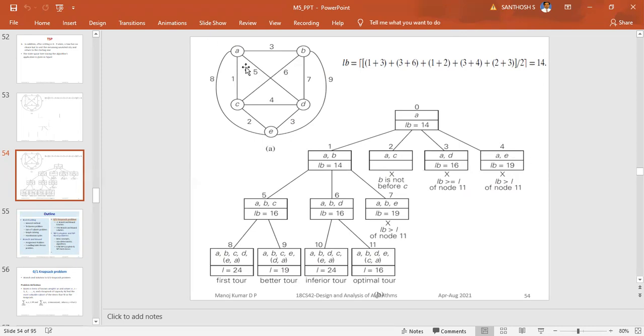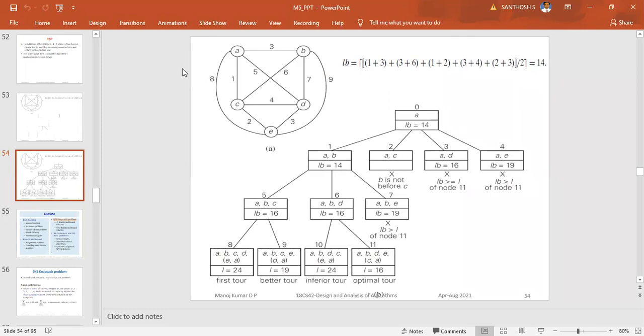So A is being combined with B, C, D, as well as E. So what is the lower bound you find from A to B? If you are finding the lower bound from A to B, you can take it as 14. Okay, so A to B, you are getting it as 14.